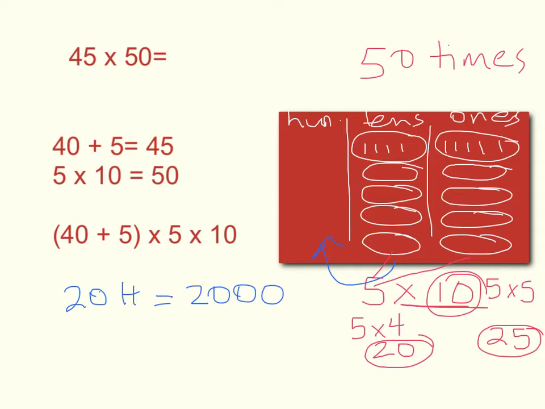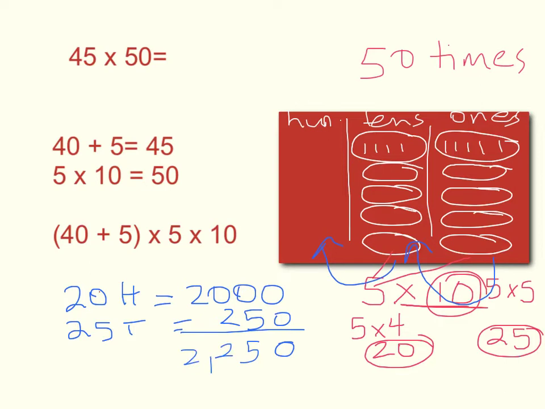Now, we have to do the same thing with our ones. We take our 25 ones, which means we'll move them to the tens place. So 25 tens is 250. Now, when we add those numbers together, we will get 2,250, which is our answer.